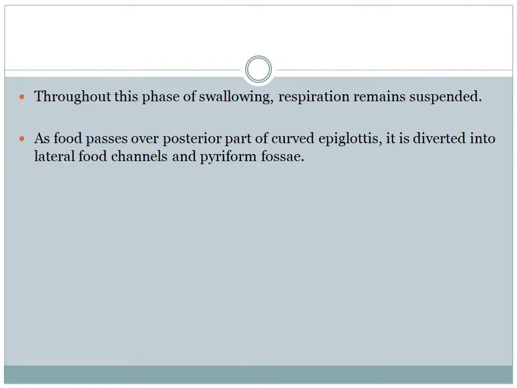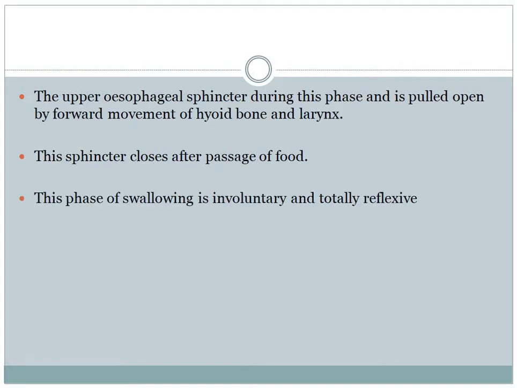Throughout this phase of swallowing, respiration remains suspended. As the food passes over the posterior part of the curved epiglottis, it is diverted into the lateral food channels and the piriform fossa. The upper esophageal sphincter during this phase is pulled open by the forward movement of the hyoid bone and the larynx.